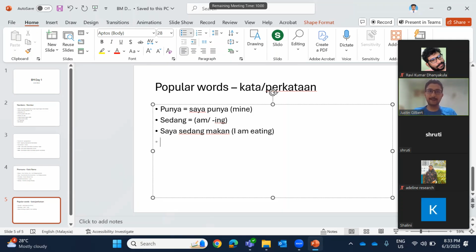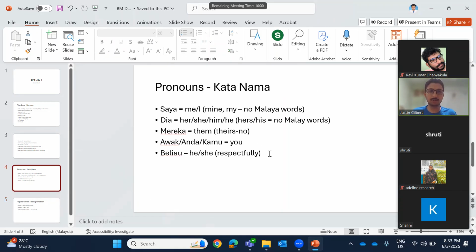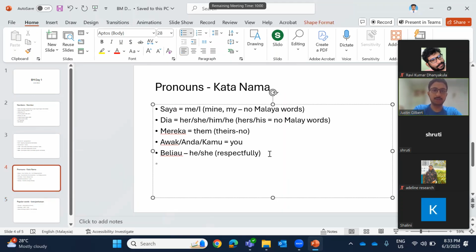In terms of popular words to make sentences, these are the two, and maybe I'll come back because I missed one pronoun here. For non-living objects, we have ia, which means "it". So if I want to refer to a cat, I say ia. I'm referring to a cat. Ia adalah kucing.